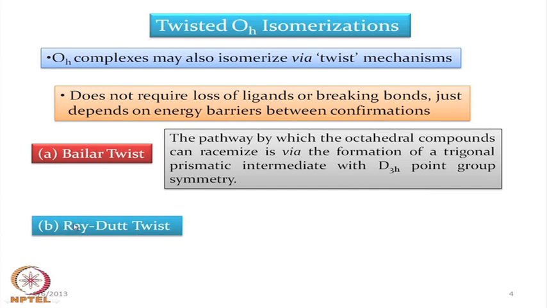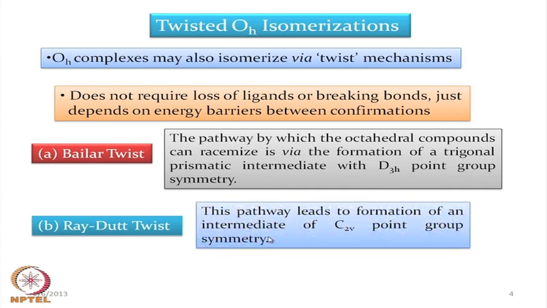It is due to Priyaranjan Ray and N.C. Dutt, who proposed this twist, which is a little bit different from this, but on the same line, but the twisting process is different. In this pathway, we get the formation of an intermediate which is of lower symmetry compared to D3h, it is of C2v point group symmetry.